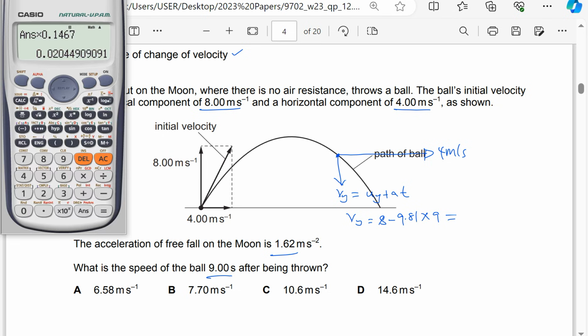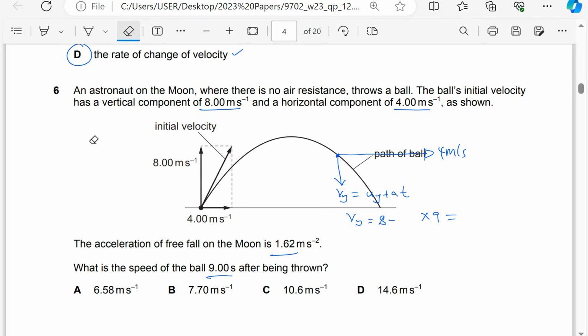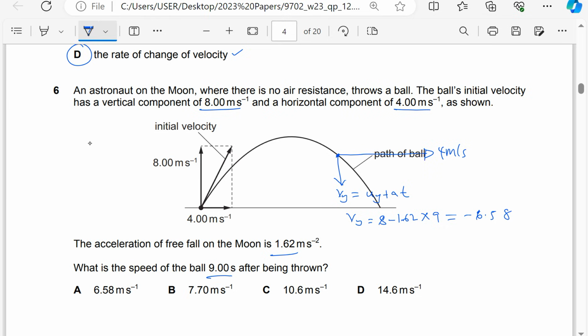So this gives us 8 minus 9.81 times 9... no, the acceleration is not 9.8. I was using acceleration due to gravity. So the acceleration is 1.62 because we are at the moon. So I'll say 8 minus 1.62 times 9, which is negative 6.58. So what is the resultant?